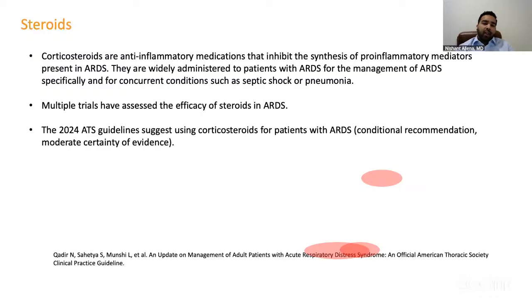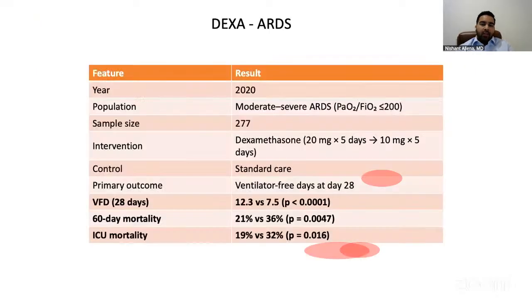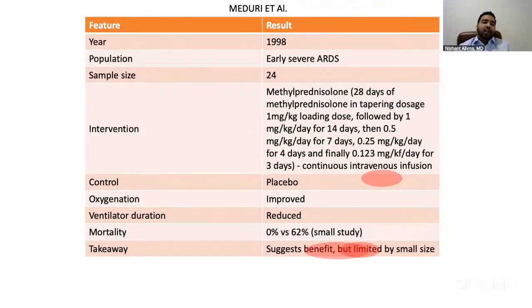Coming to the other controversial topic for ARDS, which is your steroids. So these are anti-inflammatory medications. Multiple trials have assessed the efficacy, and the 2024 guidelines suggest using corticosteroids for patients with ARDS. One of the landmark trials that came out, DEXA-ARDS, came out in 2020, wherein you had patients with moderate to severe ARDS, and it showed that there was a significant reduction in ICU mortality. The protocol they followed was 20 milligrams of dexamethasone for 5 days, followed by 10 milligrams for the other 5 days.